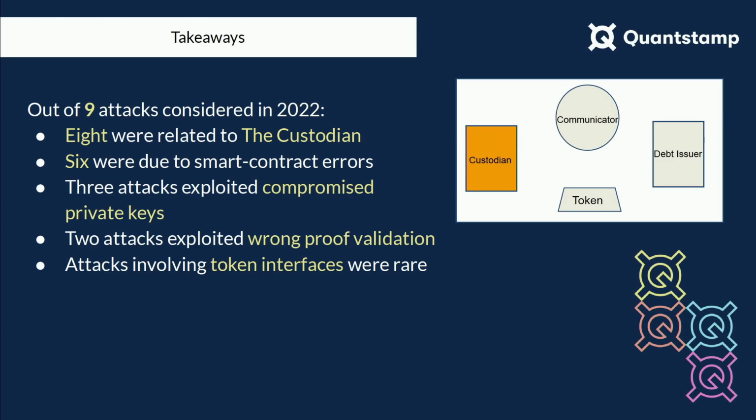transfer from methods or, for example, permit functions. So there are some attacks in the past, actually in 2021, that involved token interface. But last year we only considered one that I presented at the beginning, the one that was averted.